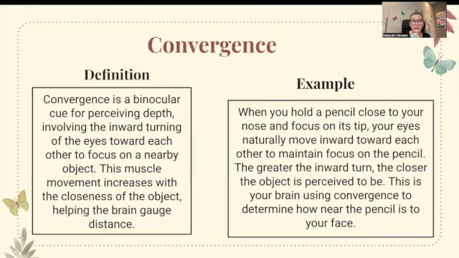Convergence. Convergence is a binocular cue for perceiving depth, involving the inward turning of the eyes towards each other to focus on a nearby object. This muscle movement increases with the closeness of the object, helping the brain gauge the distance. When you hold a pencil close to your nose and you focus on its tip, your eyes naturally move inward towards each other to maintain focus on the pencil. The greater the inward turn, the closer the object is perceived to be. This is your brain using convergence to determine how near the pencil is to your face.